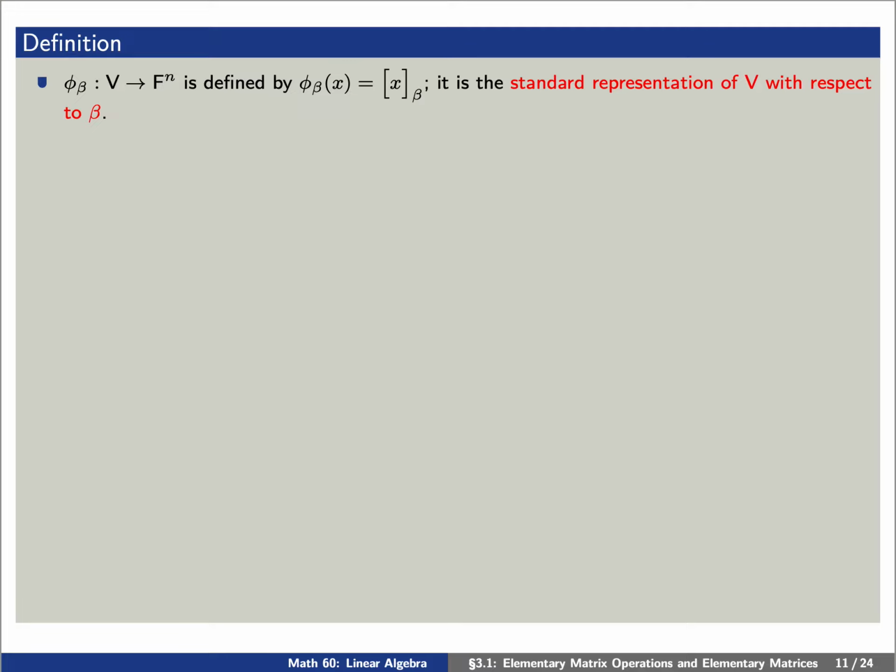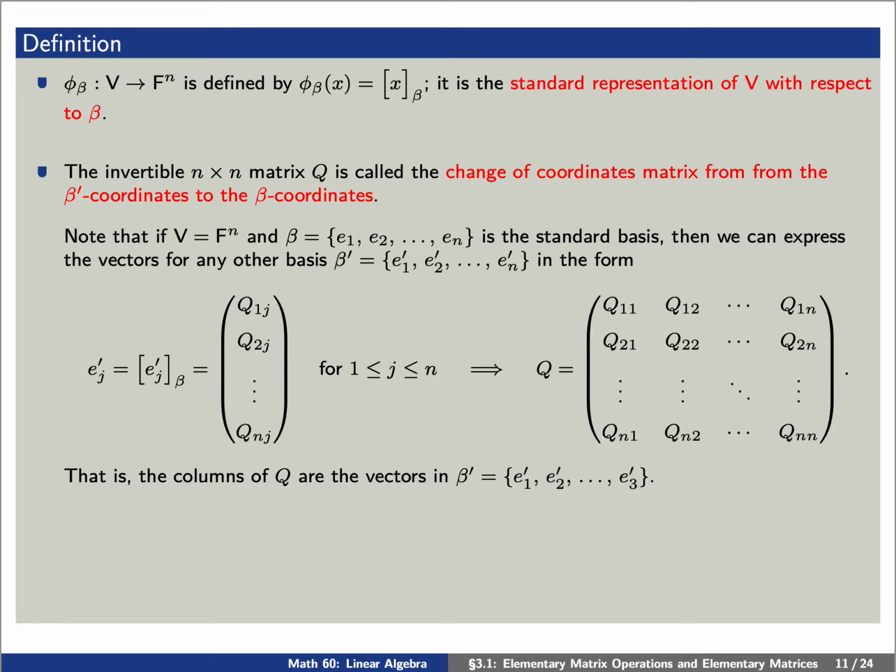Recall that our map phi sub beta that takes a vector x to its coordinate vector with respect to the basis beta is called the standard representation. The invertible n by n matrix Q is called the change of coordinates matrix. Observe that if we were to choose beta to be the standard basis, then we can write all of the columns of our matrix Q by simply placing in the vectors in the new basis beta prime.